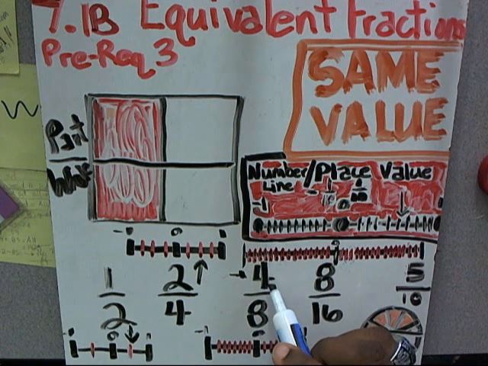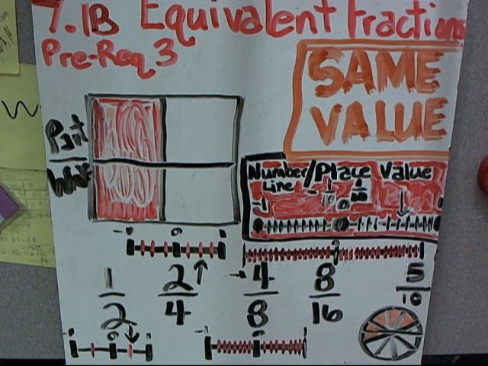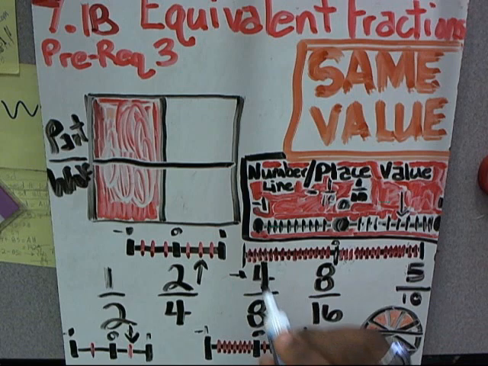Okay, we come to this one. This fraction is 4/8. Okay, we have the 8 parts right here. 1, 2, 3, 4, 5, 6, 7, and 8. So the 4th part, 1, 2, 3, 4, this would be the point on the number line, 4/8.